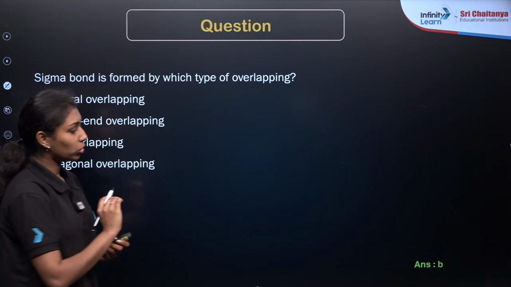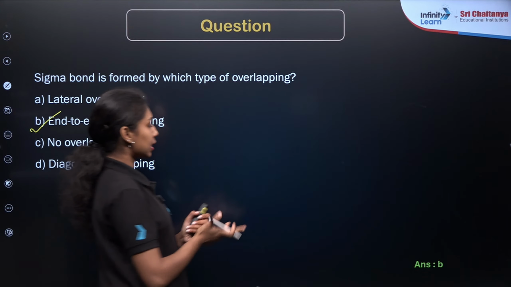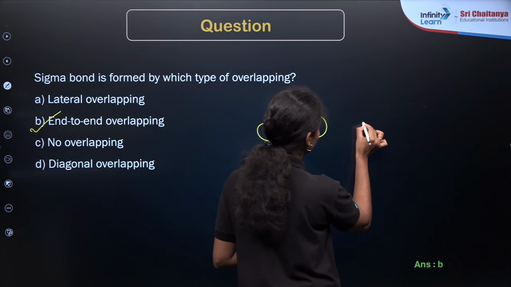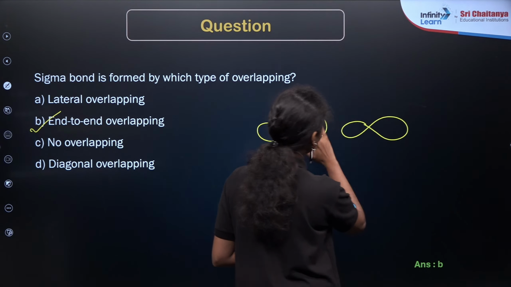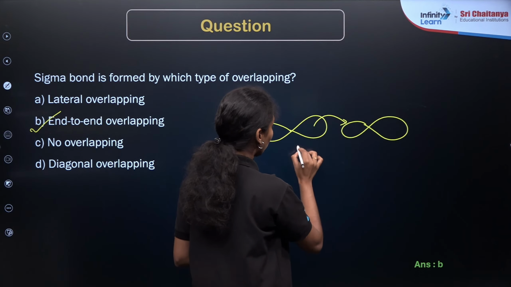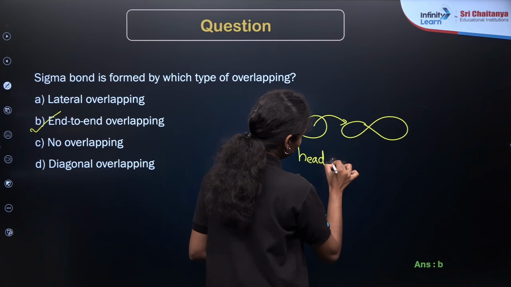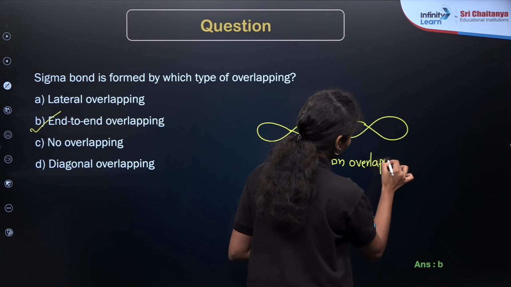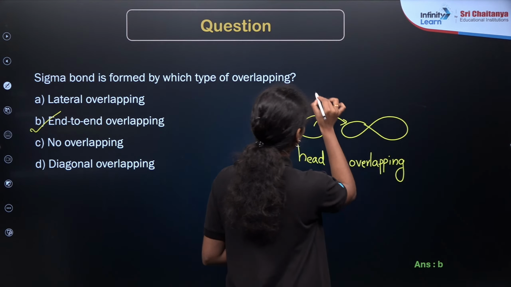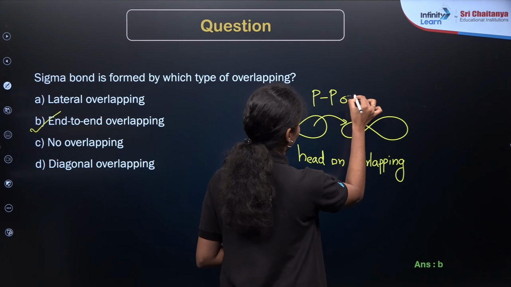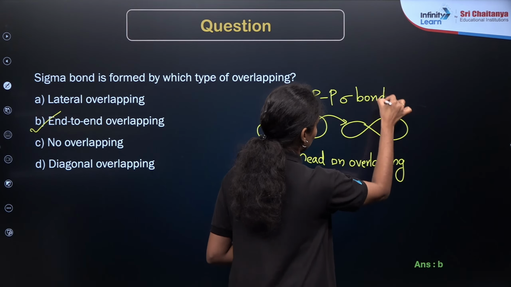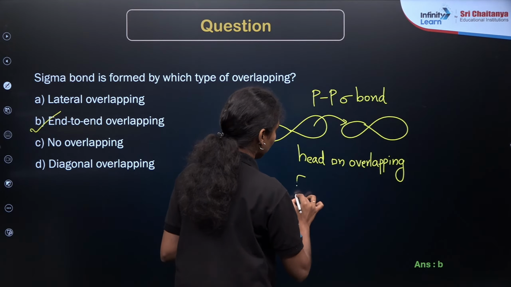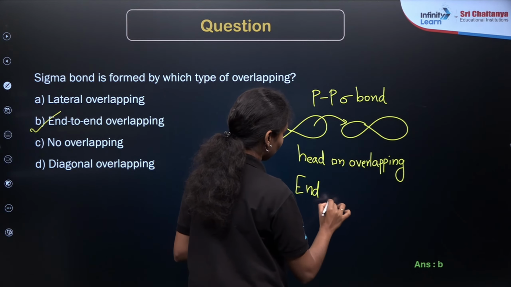While we were discussing the overlapping of atomic orbitals, we have already seen this. Let's take an example of pp overlapping, right? So this will be one of the p orbitals and this will be the other p orbital. If they are overlapping head-to-head, or head-on, it will form a pp sigma bond. So another name of head-on overlapping is end-to-end overlapping, or axial overlapping.